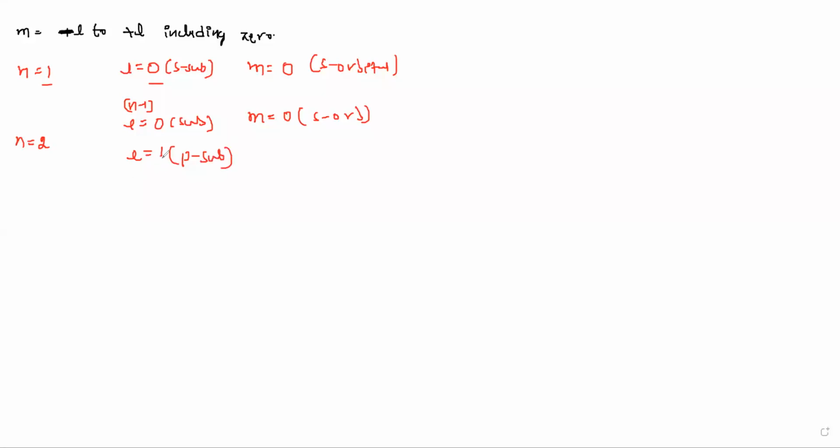When the azimuthal quantum number value is 1, the magnetic quantum number values are taken as minus 1, 0, plus 1. That means it has 3 orbitals, right? These 3 orbitals, minus 1, 0, plus 1, that's why this is the p orbital.